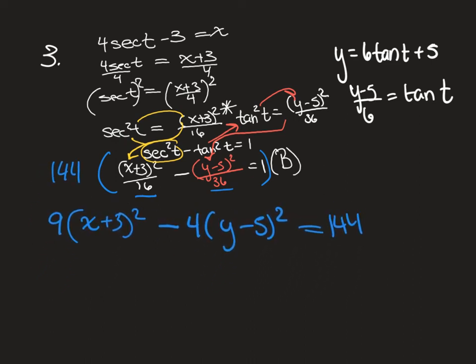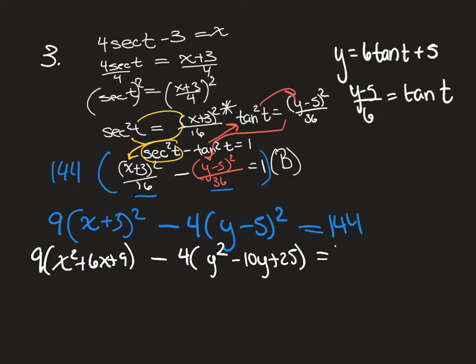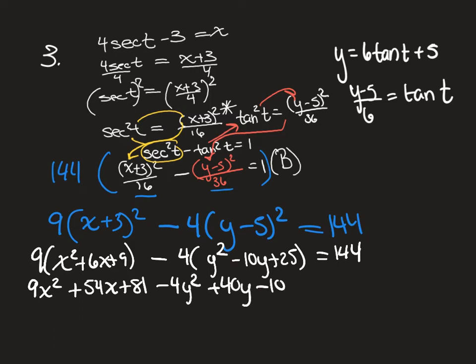And now I'm going to multiply this all out. So here we go. 9 times x squared plus 6x plus 9 minus 4 times y squared minus 10y plus 25 equals 144. Got to multiply that 9 in. So you're going to get 9x squared plus 54x plus 81. I'm going to multiply the negative and the 4 in. So it's going to be minus 4y squared plus 40y minus 100 equals 144.